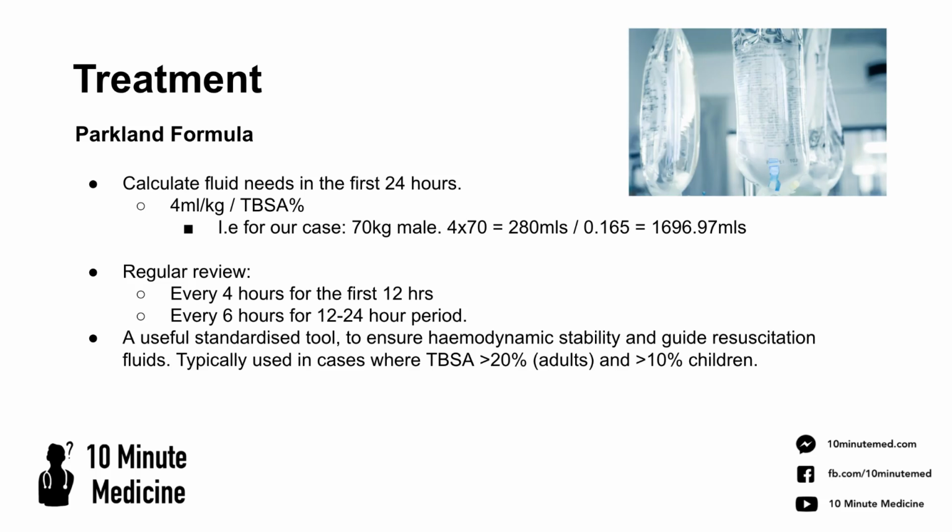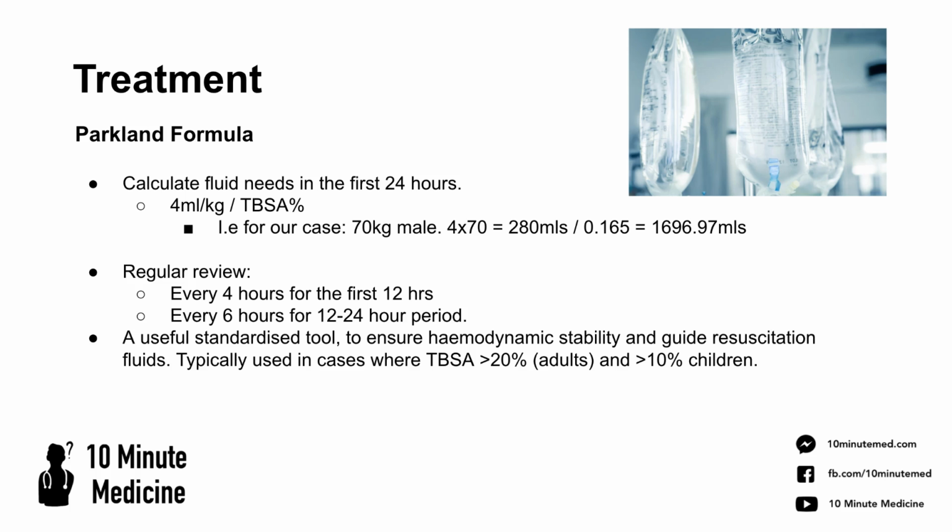Treatment-wise, looking at the fluid loss that we mentioned, the Parkland formula is the mainstay. So this is used to calculate fluid needs for burn victims in the first 24 hours. It's quite simple. You're looking at 4 mL per kg multiplied by the total body surface area percentage affected. So for our case, if you take the standard weight as 70 kilos for a male, you'd work it out as just shy of 1.7 litres for a 24-hour period.